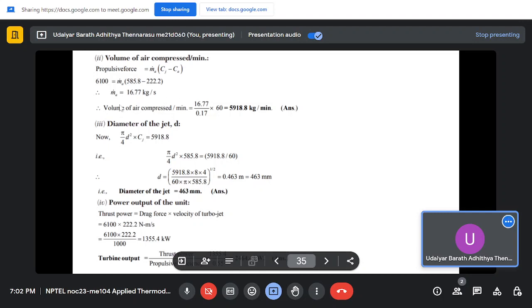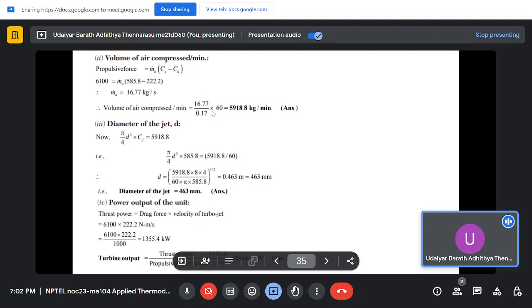Now mass of air is known. I know the density of air, which is mass by volume. So from there I can find out the volume of air. 16.77 divided by 0.17. To convert it to minutes, I multiply by 60. So it will come out to be 5918.8 per minute. So this is the volume of air which is being compressed.